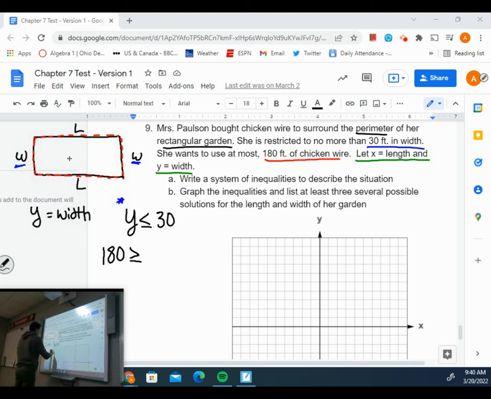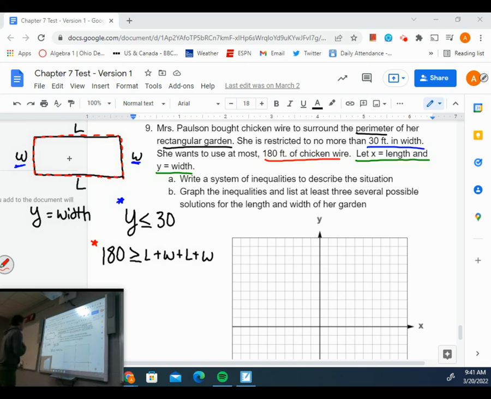So I've got an L, and I've got a W, and I've got an L, and I've got another W. So what this second inequality tells us is that our perimeter, the length plus the width plus the length plus the width, cannot be bigger than 180. It could equal it, again, at most. That means 180 is okay, but we can't go over it. Put a little red star here. And really now at this point, I've got a system of inequalities.